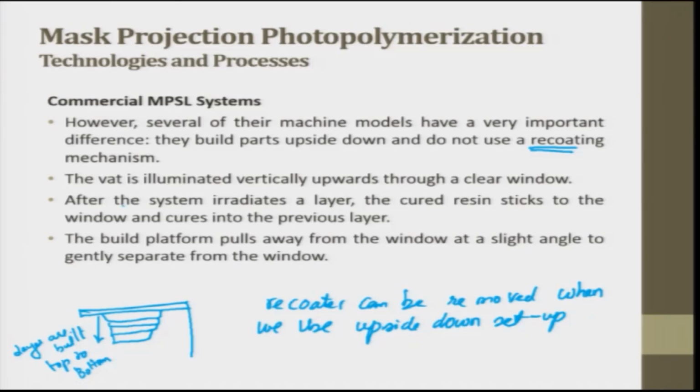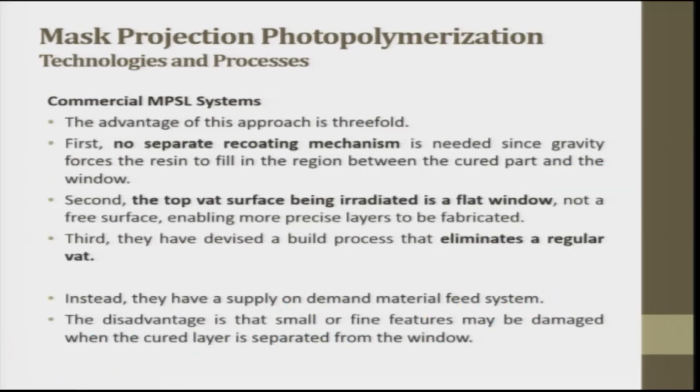Okay. So the vat is illuminated vertically upward through a clear window. After the system irradiates a layer, the cured resin sticks to the window and cures into the previous layer. The platform pulls away from the window at a slight angle to gently separate it from the window. So the advantage of this approach is threefold.